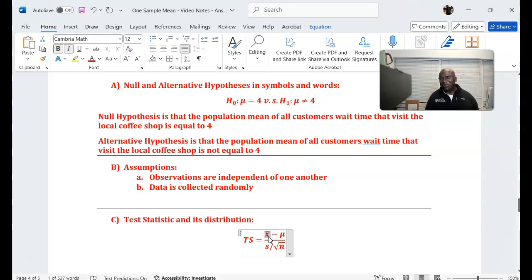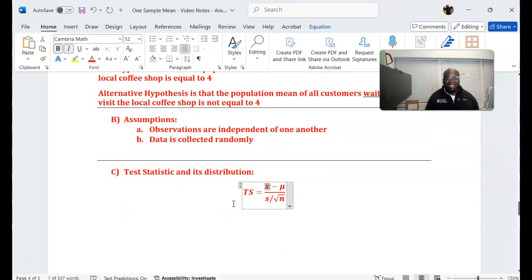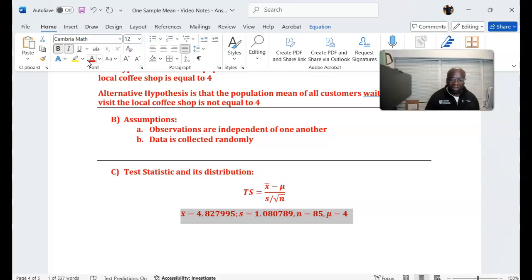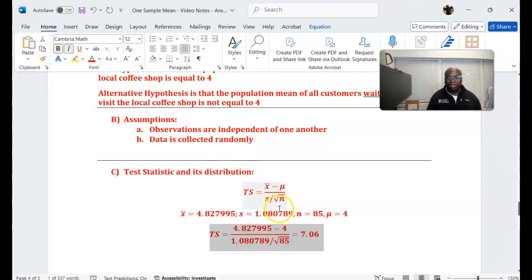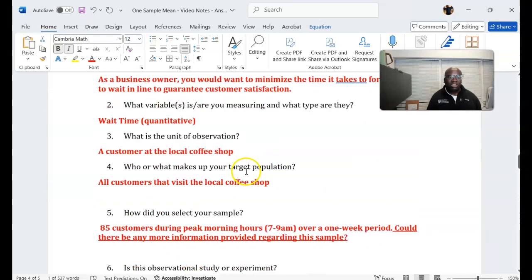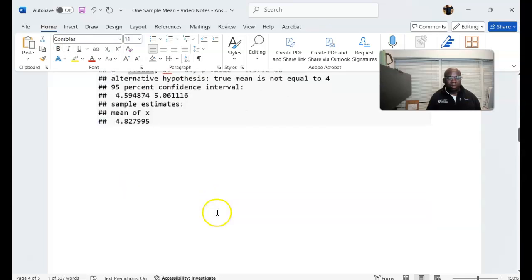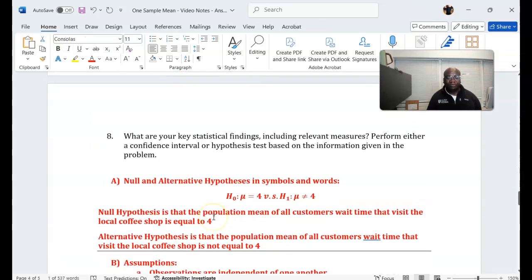That's again 251 concepts. That's okay. In terms of the information that we need, x bar was already given to us, s is given to us, n is given to us, and mu is given to us. These are the numbers from our output. And then finally, this is what our test statistic would be, 7.06. We already saw 7.06 up here. There should be no surprise here. That's our test statistic.